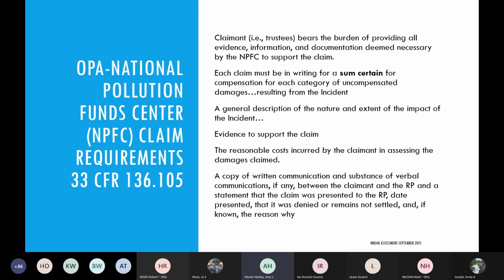So OPA doesn't have that same requirement under the NRDA regs. However, if you think you might need funding from NPFC, that is something that will be needed from your case team. There's a little bit more about the NPFC claim requirements. I'm not going to go over them here, but I just wanted folks to have them here because I always think it's helpful to be reminded of what the trustees need to pull together in order to seek funds from NPFC.